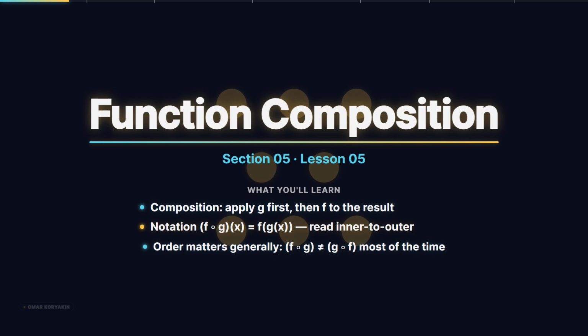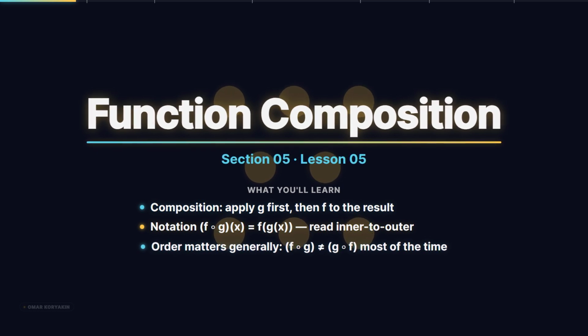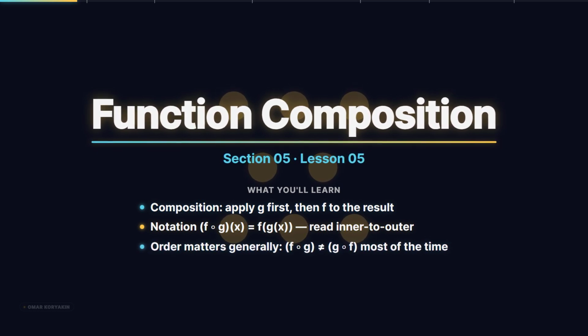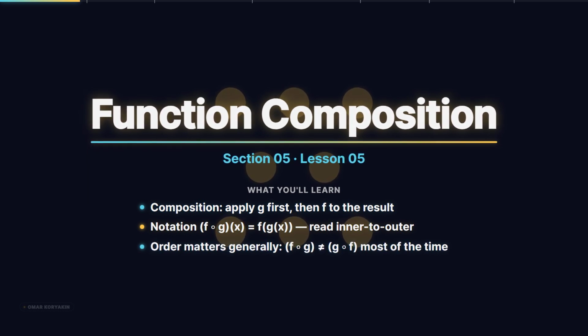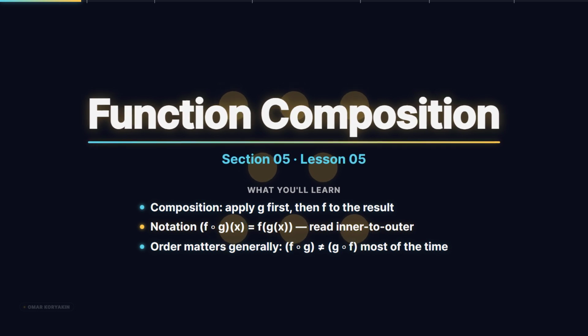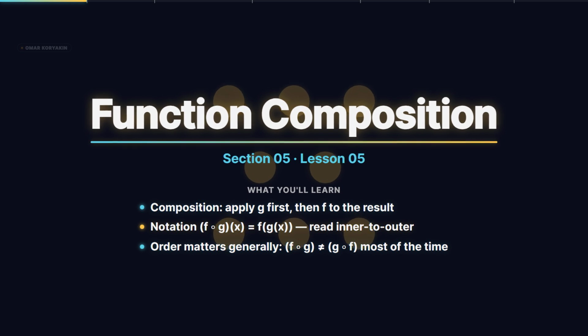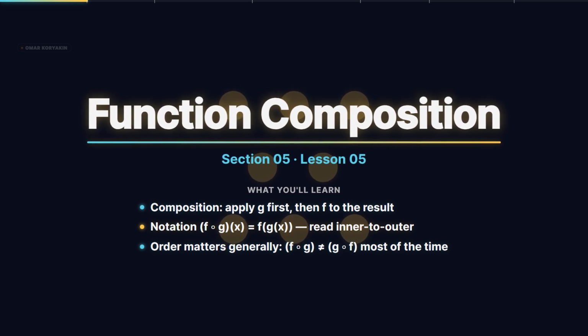Third idea, composition is not commutative. The order matters. f composed with g is generally different from g composed with f. Continuing the example, (g∘f)(x) = g(f(x)) = g(2x + 1), which equals the quantity (2x + 1) squared, which expands to 4x² + 4x + 1. This is a different function from the f composed with g result above. The non-commutativity is the central craft point of composition. Always pay attention to which function is applied first and which is applied second.